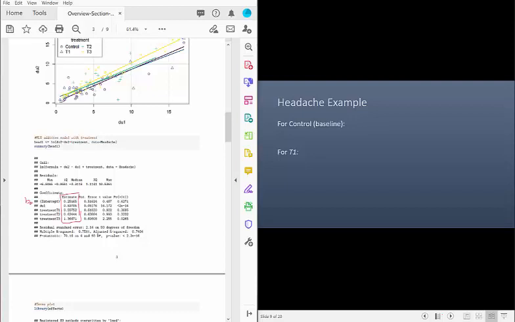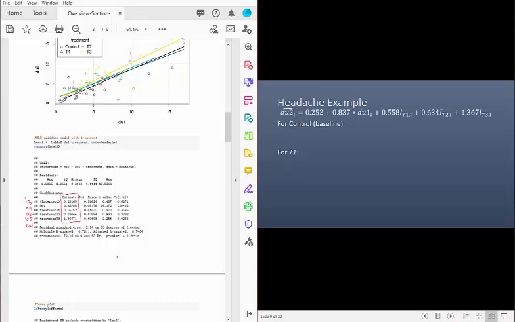B0, which would be the y-intercept, B1, which is the slope coefficient for the predictor variable DU1, B2, which would be the coefficient for the indicator variable for treatment 1, B3, which would be the coefficient for treatment 2, and B4, which would be the coefficient for treatment 3. Notice that the baseline here is the control. These estimates are used to write out our model.